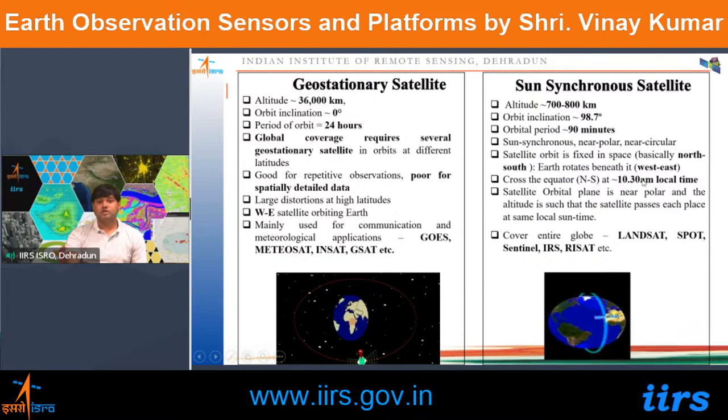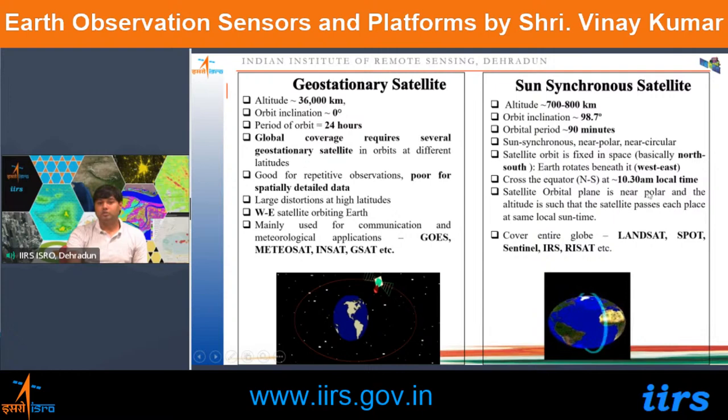Normally, it crosses the equator at morning time. So, as I told, it is working during descending path. Whenever it is moving from North Pole to South Pole during daytime, the sun illumination should be there. That's why it is also called sun synchronous. It is synchronized with the sun's energy.